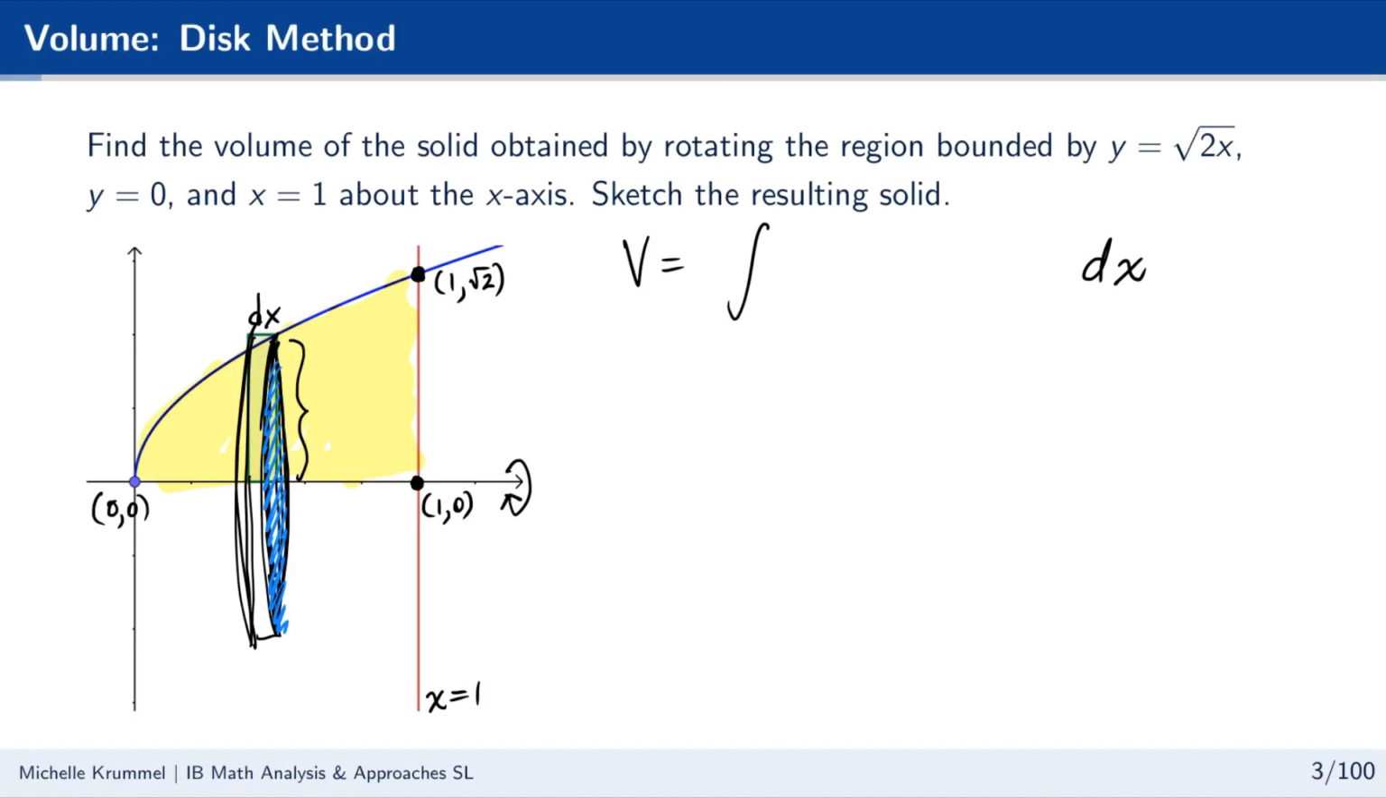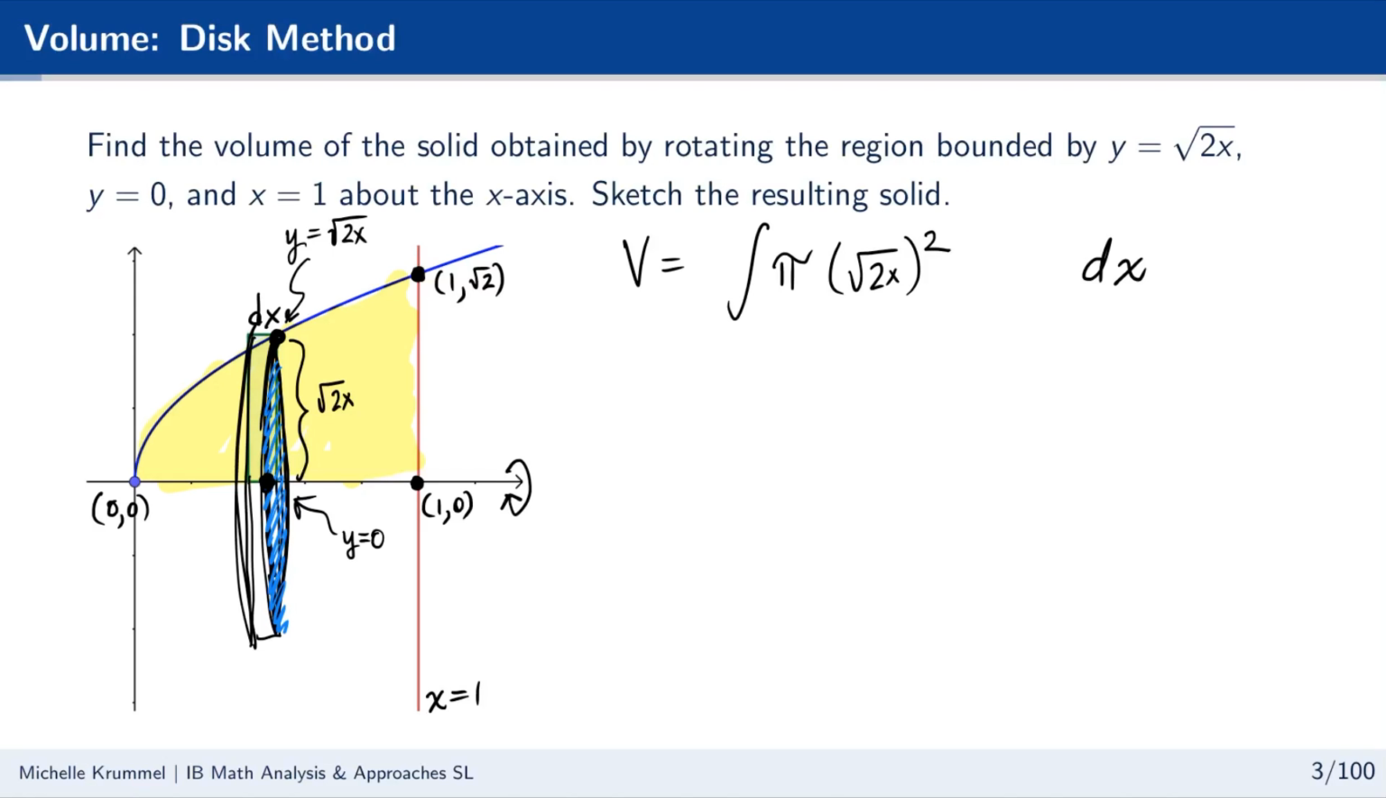That's the circular face. So my radius is a vertical distance here, and it's just the top y minus the bottom y. So the top edge of this rectangle is touching this function y equals the square root of 2x. And the bottom edge of that rectangle is just touching y equals 0. So that vertical distance is the square root of 2x minus 0, or just square root of 2x. Okay, so I need pi, and then my radius squared, and then times dx.